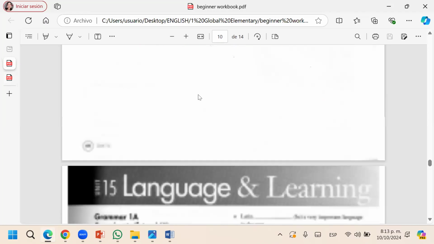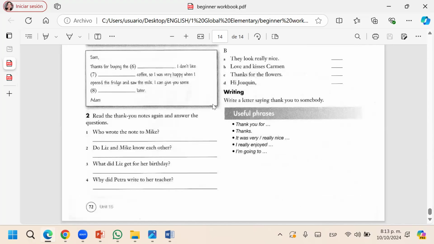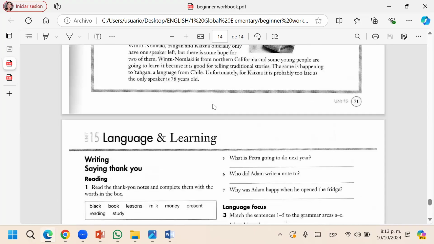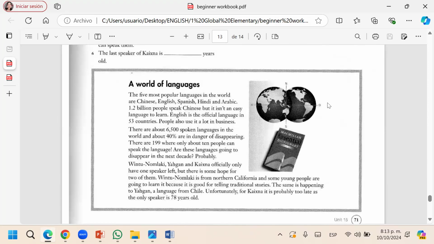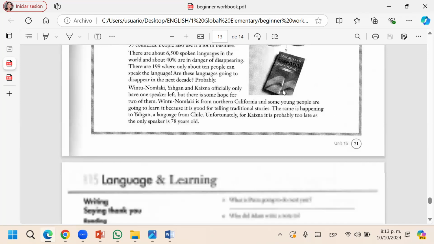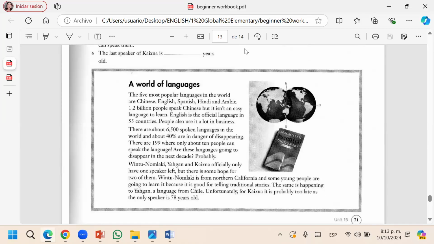Para hoy, quería practicar con ustedes este párrafo que está en el workbook on the page 71. It's a paragraph about languages. It's page 71 of the workbook, A World of Languages.